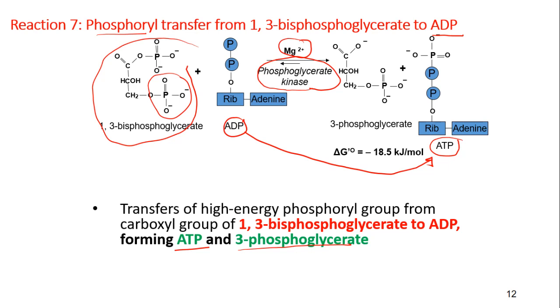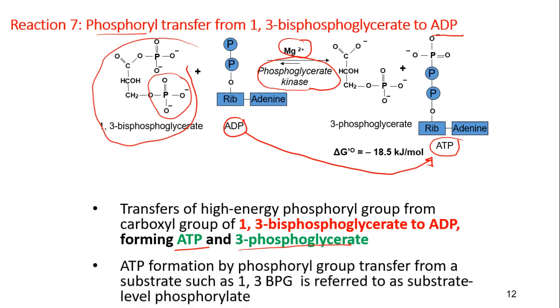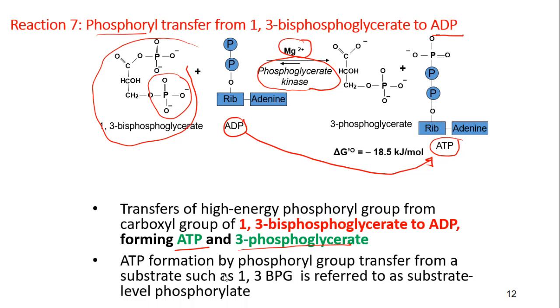Now, this reaction is referred to as what? As substrate level phosphorylation. So the ATP formation by phosphoryl group transfer from a substrate such as 1,3 BPG, which is just bisphosphoglycerate, is referred to as substrate level phosphorylation.